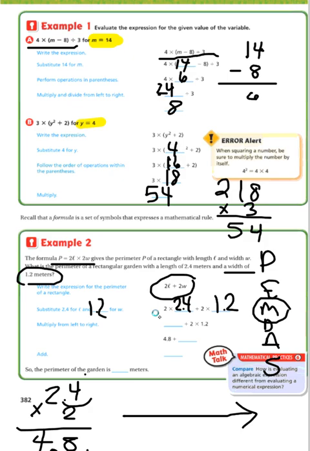Sharon, evaluate 5K plus 6. K is going to be 4. Write the expression. You're going to write that entire expression. 5K plus 6. Now, you're going to take out K and you're going to replace that with 4. So 5 times 4 plus 6. Multiply. 5 times 4 is 20 plus 6. Then you add. 20 plus 6 is 26.